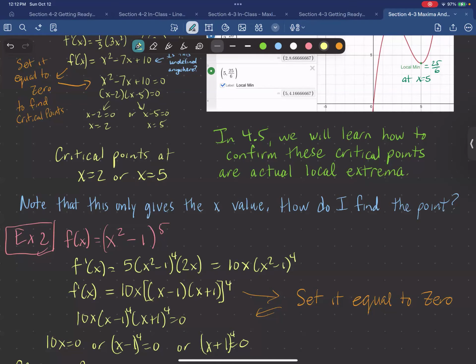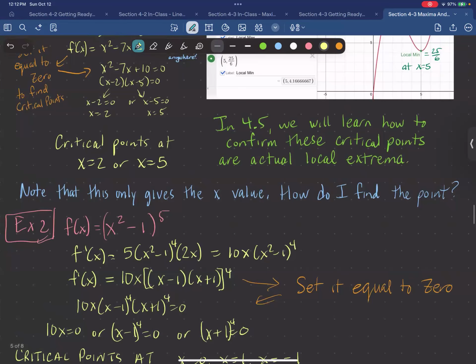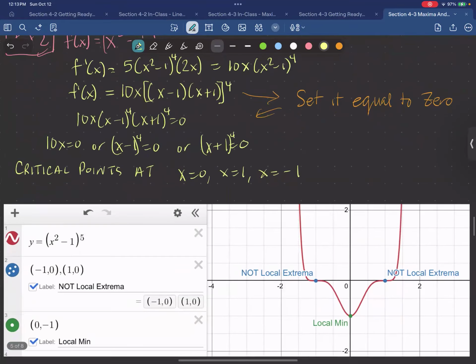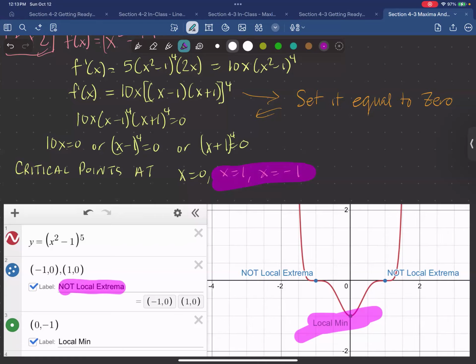We set it equal to 0. We're using the zero product rule. And I notice I factored the x squared minus 1 to be x minus 1 and x plus 1. We will have critical points at x equals 0, x equals 1, and x equals -1. Okay? And I got a graph of it right here. We will see when we get to 4.5 that we do have a local min. The local min is right there at x equals 0, and it has a value of -1. But the other 2 points, these points right here, are not local extrema. And we'll see that when we get there. 4.5 will help us figure that out to be true.